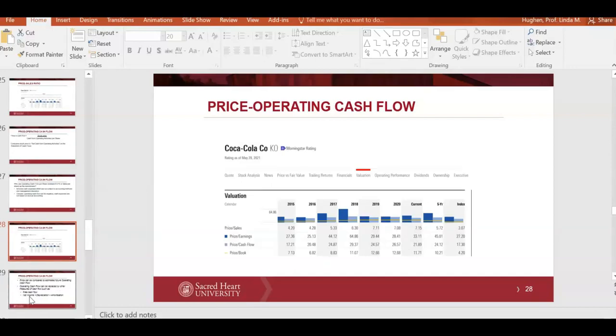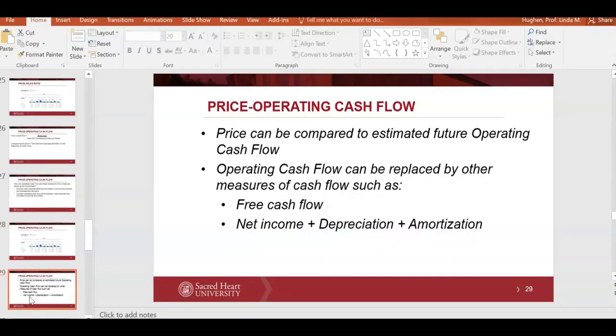Here we see the data taken from Morningstar for price to cash flow. We see our numbers are similar, but not exactly the same as what we came up with. And it's just something, points to keep in mind. Price can be compared to estimated future operating cash flow. We're not going to use that in this class because we're not focused on estimating future amounts. And operating cash flow can be something besides operating cash flow. It can be free cash flow or some other derivation or deviation from operating cash flow, whatever the investor thinks is the proper metric to predict future cash flows.